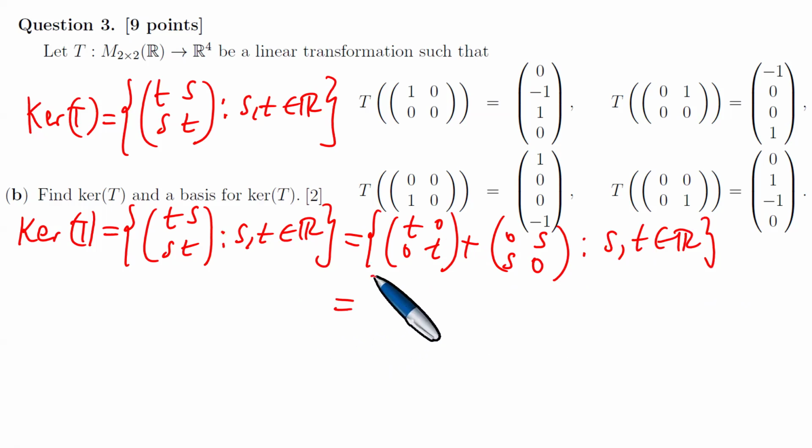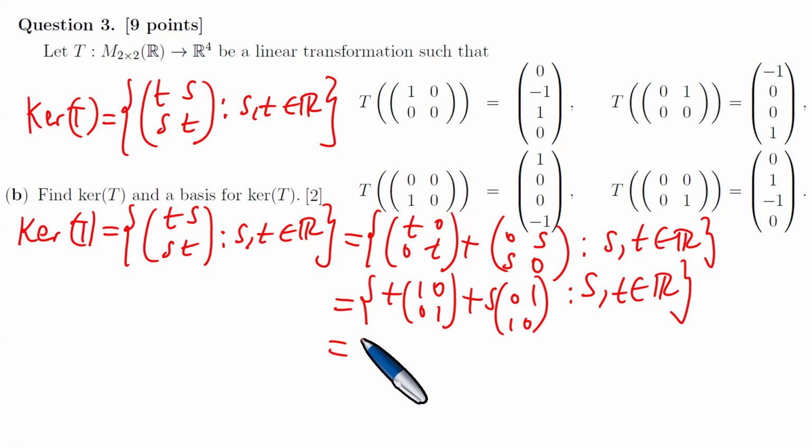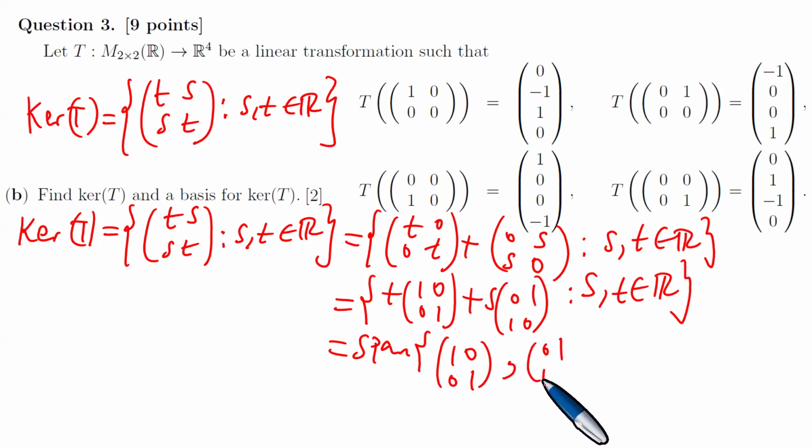What is this? We can factor out the T from the first matrix and write it as T times the matrix 1, 0, 0, 1, plus S times the matrix 0, 1, 1, 0, such that S and T are elements of the real numbers. Now, this can be seen as the span. It is the span of the matrix 1, 0, 0, 1 together with the matrix 0, 1, 1, 0. Like so. So this is the span.